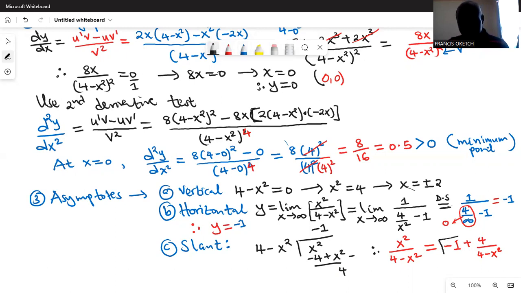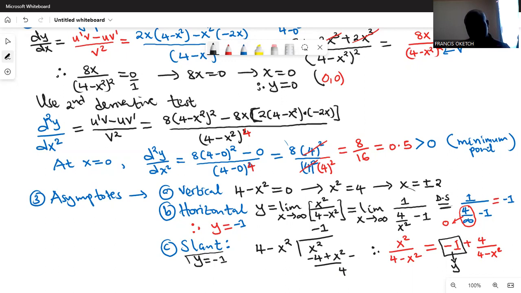So look at our function now. This is what we are going to say: let this part be y. Ignore the other part that is rational. So this is our y. In short, we are saying that the slant asymptote is y equals negative 1. But you see, this is not an equation of a straight line.